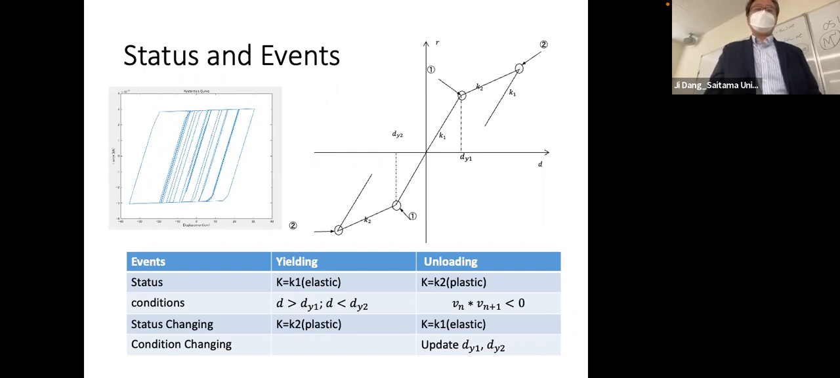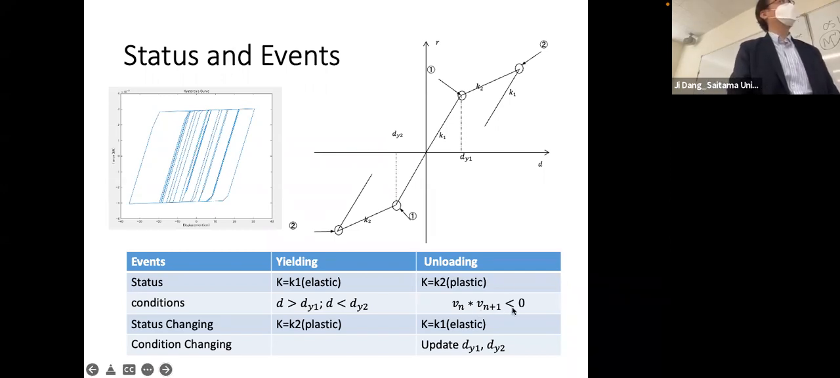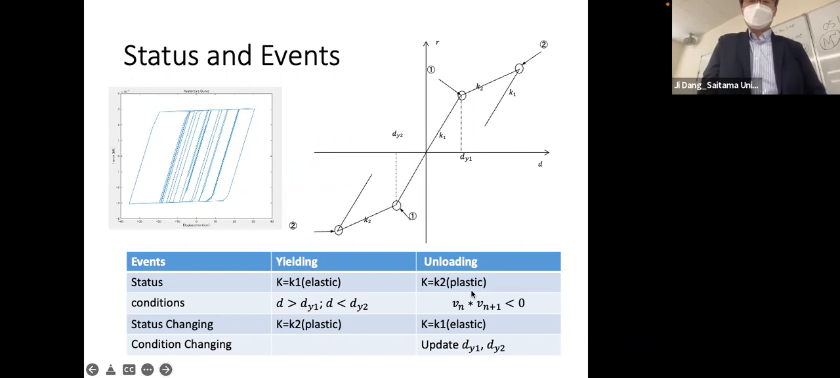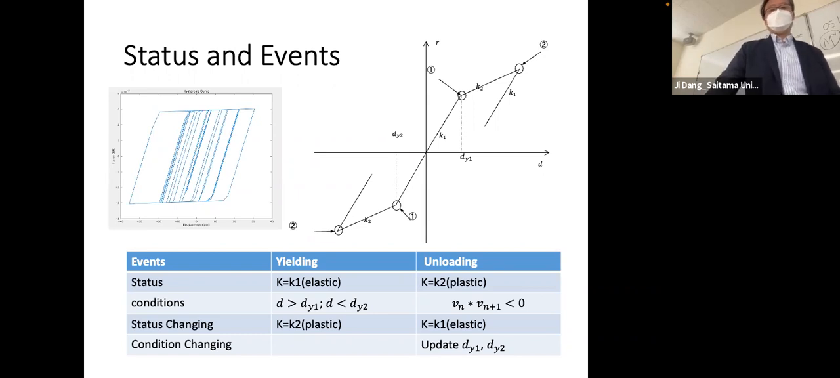For the unloading event, you must be in the plastic status, and Vn and Vn plus 1 are not in the same direction. So this equation means that they are not in the same direction: positive times negative is smaller than 0, negative times positive is smaller than 0. The same direction would be positive times positive larger than 0, or negative times negative larger than 0. So this equation just shows they are in different directions. Once this happens, the status changes to elastic, and then we update dy1 and dy2.